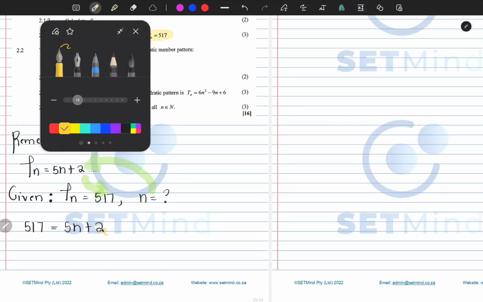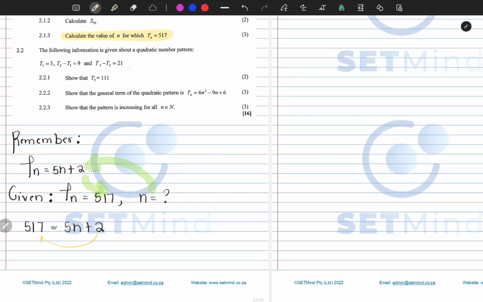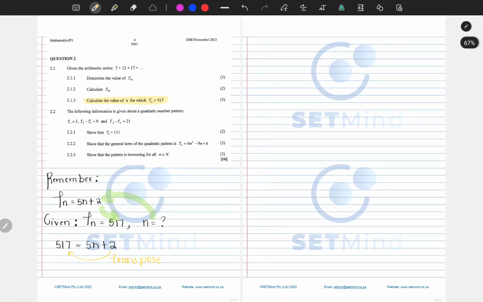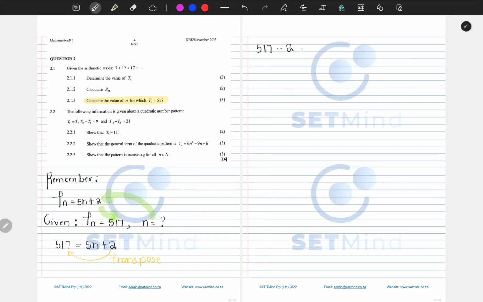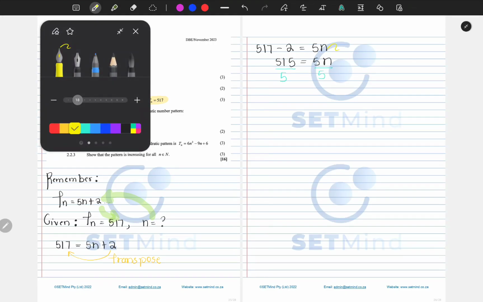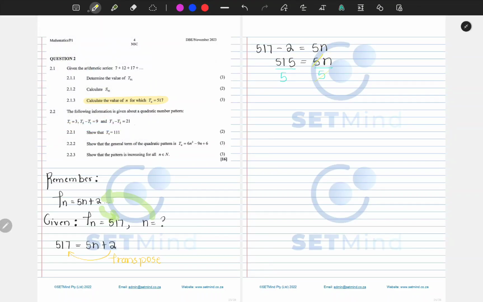Then, because we are trying to solve for n, we'll transpose, so that what you will have is 517 minus 2 equals 5n. When you minus 2 there, you'll end up having 515 equals 5n. Remember that what we are trying to solve for is n. So I should divide by 5 and divide by 5, and the 5 and that 5 will cancel.